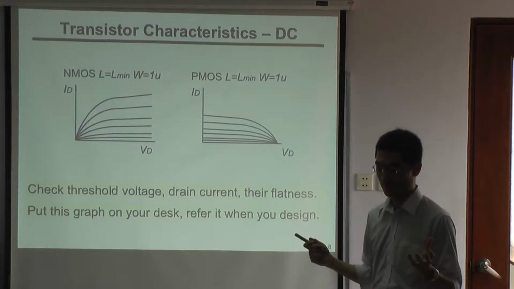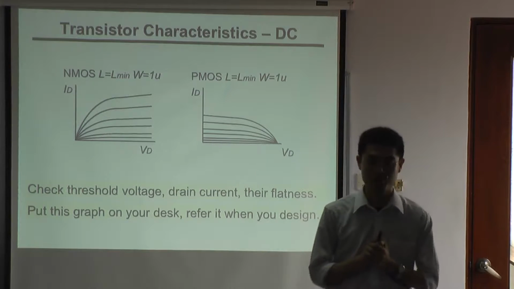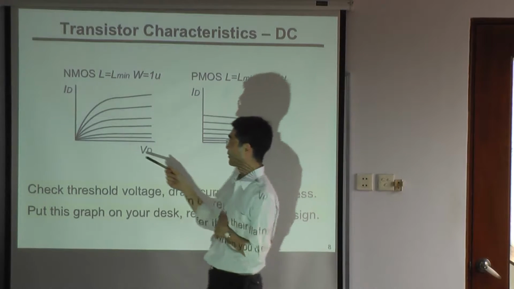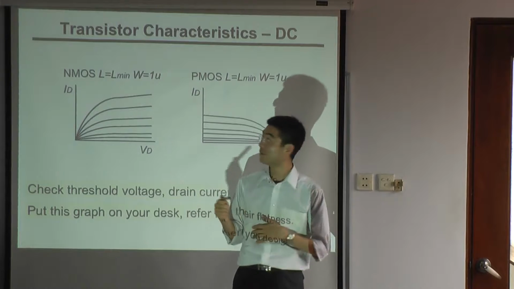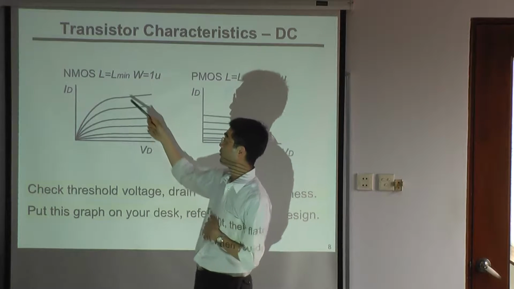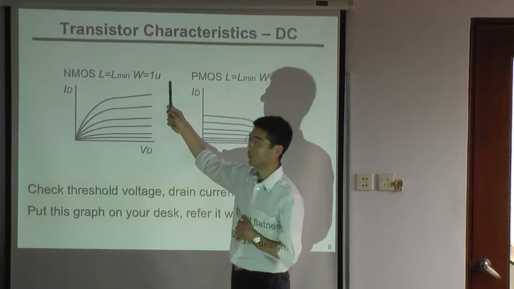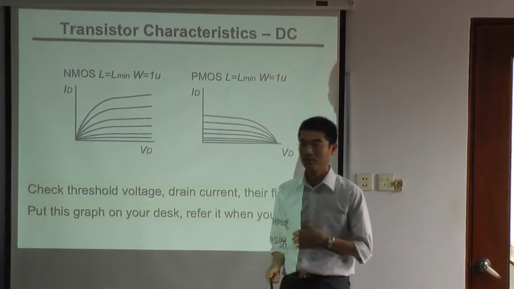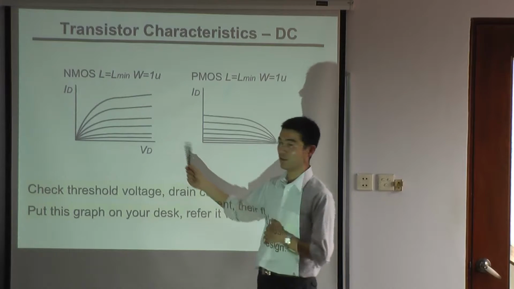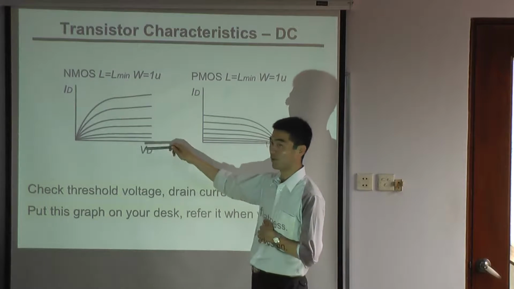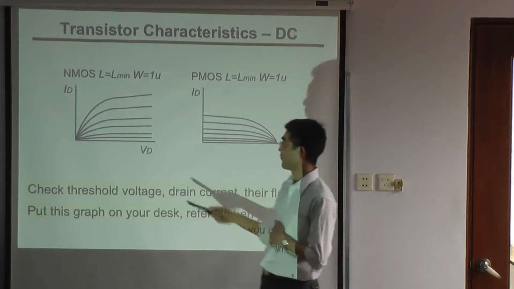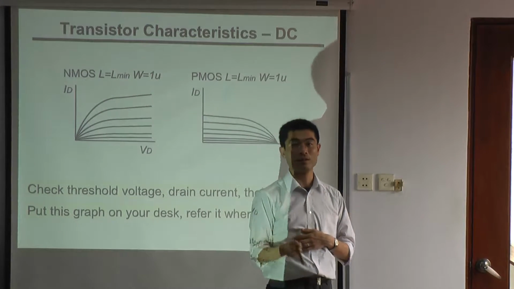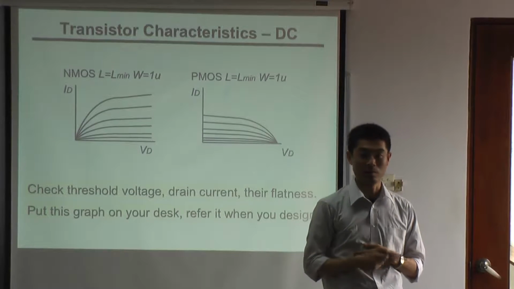And once you have SPICE parameters, this is the first thing you have to do. You will draw the ID-VD curve, usually using L minimum and W equals 1 micron. From this ID-VD curve, you can see the threshold voltage and also the flatness, so that you will see the maximum gain you can have.